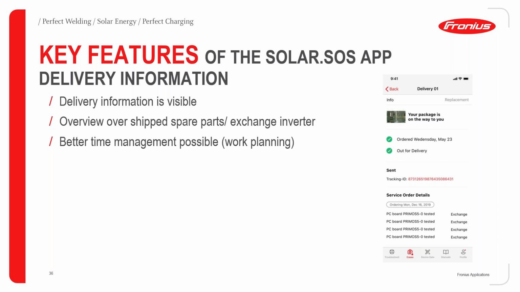As soon as you open your case, you can always find the delivery information. You can see which product you have, which spare part you have ordered for this case, and also you can see the tracking ID in this app. And then you can see if it is delivered or if it is out for delivery. You can easily follow up, and you can plan your exchange or service cases very easily with this app.